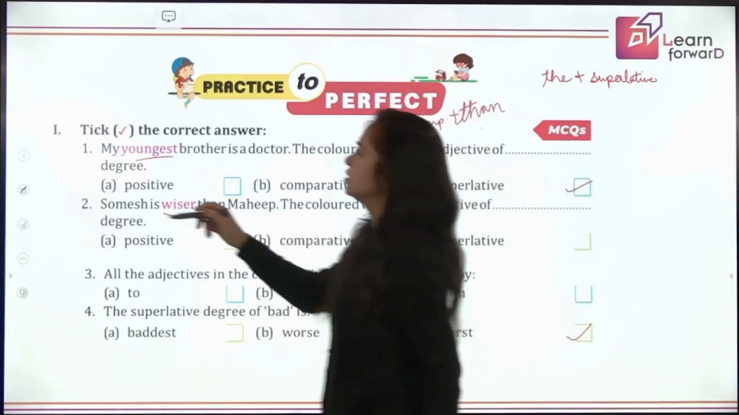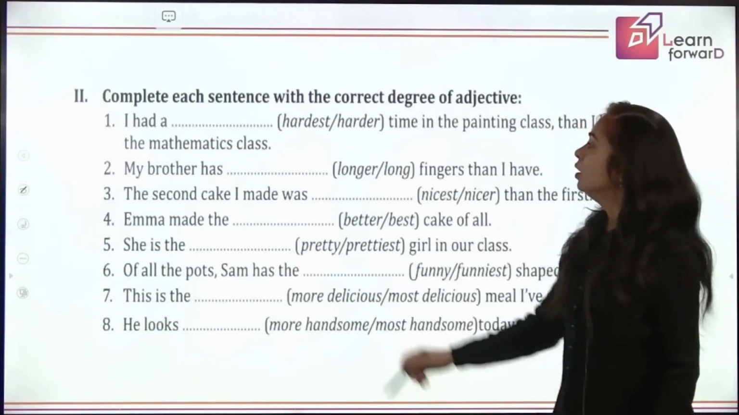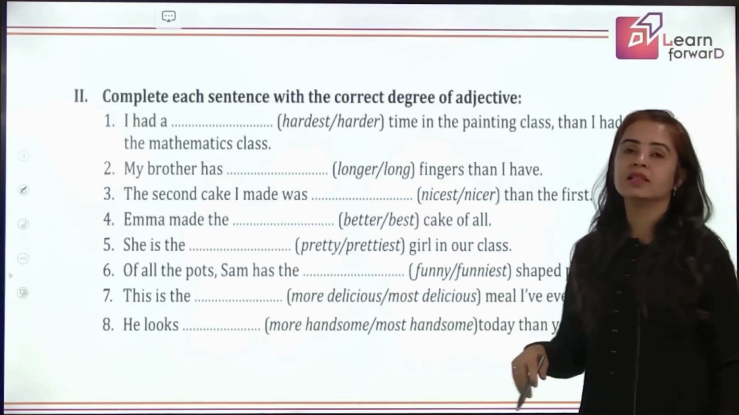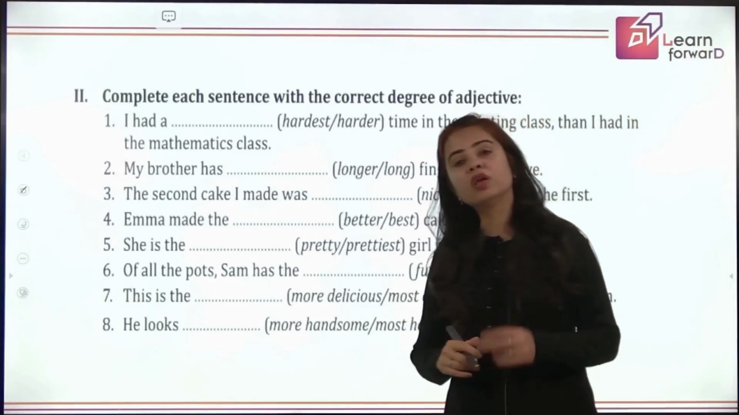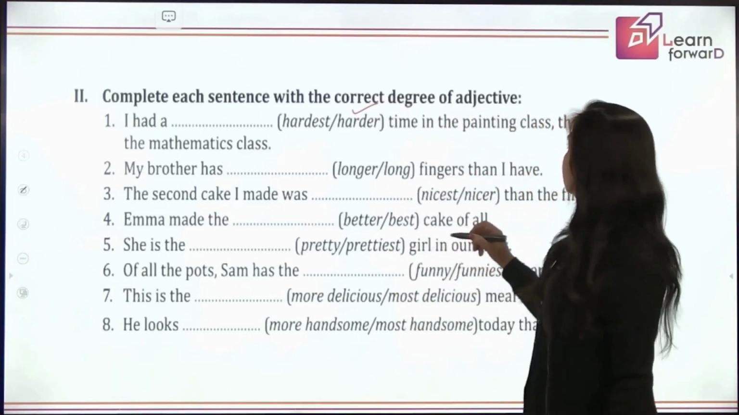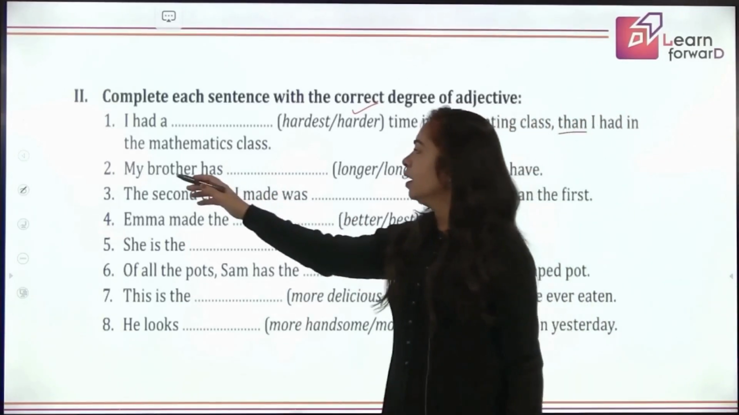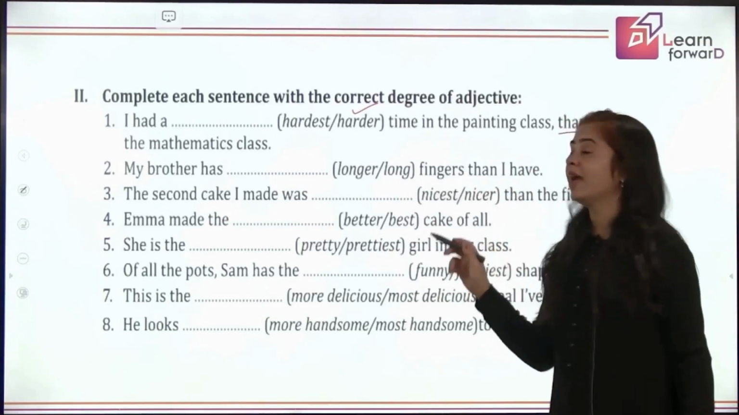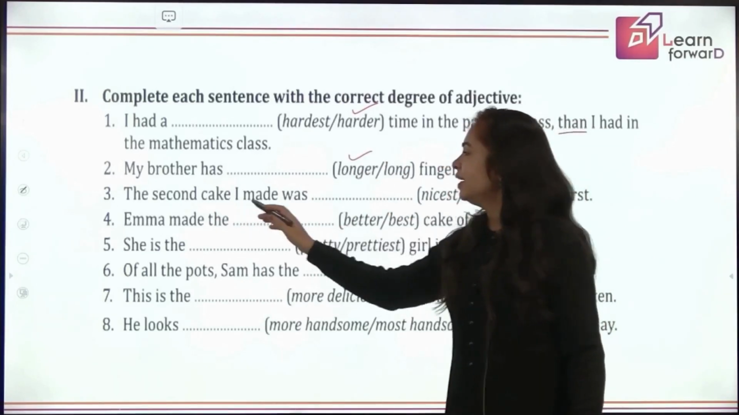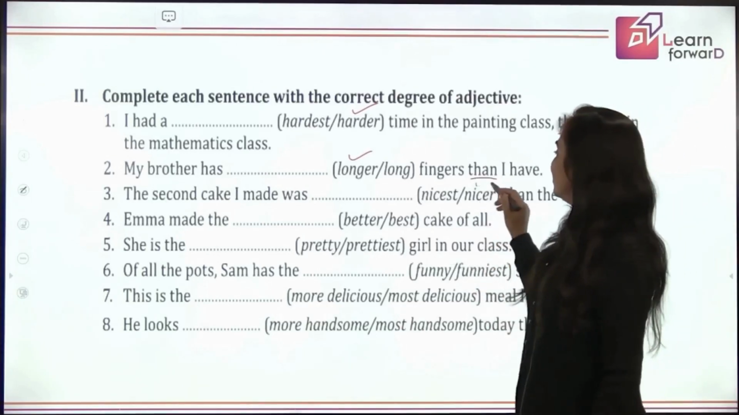So let's see what's in the next exercise. Complete each sentence with the correct degree now. I had a dash time in the painting class than I had in the mathematics class. So here we are talking about the two classes. It's a comparative degree, harder time. And then can you see here than also we are using to make comparison. My brother has dash fingers than. Again it is a comparative degree, longer. Good. The second cake I made was dash than the first. Again, this is very good, nicer.